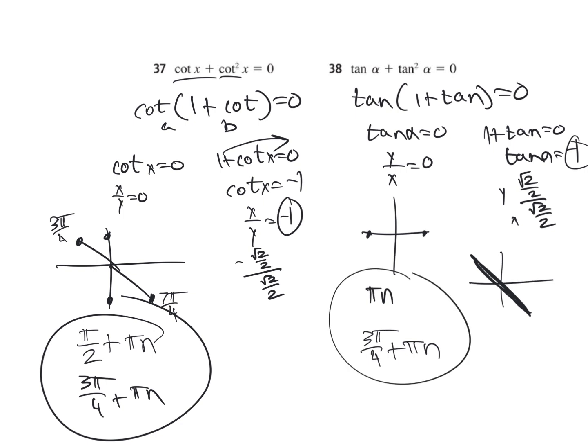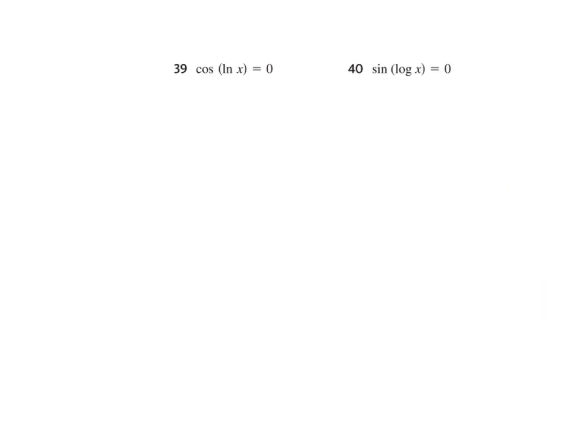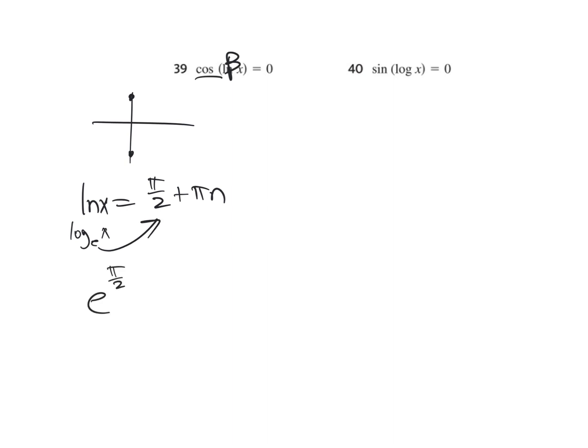All right, so those are your two answers for number 38. 39, the cosine of the natural log of x. Oh my goodness, so we're just going to say that's beta. So where is cosine equal to 0? Cosine is 0 at pi over 2 and 3 pi over 2. So now you have the natural log of x equals pi over 2 plus pi n. So this is log base e of x, so we're going to say e to the pi over 2 plus pi n equals x. And that would be your answer.